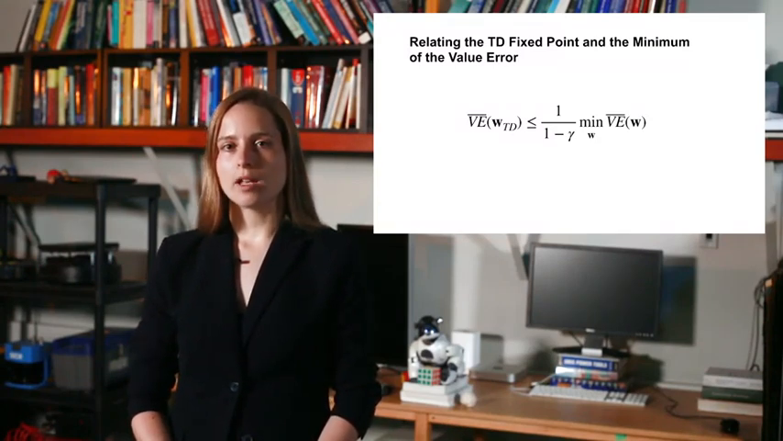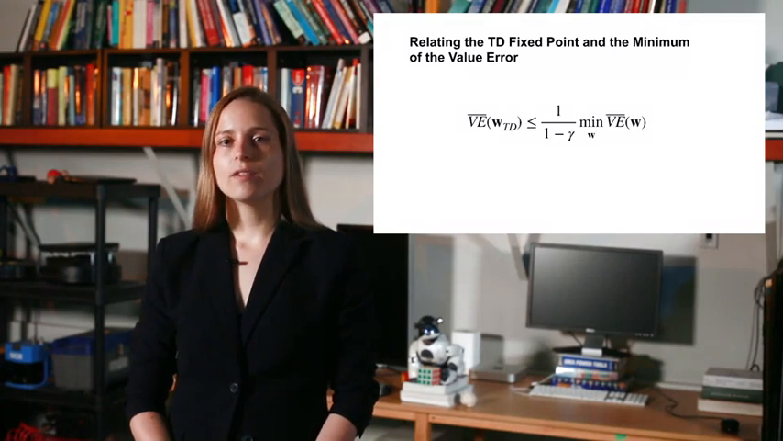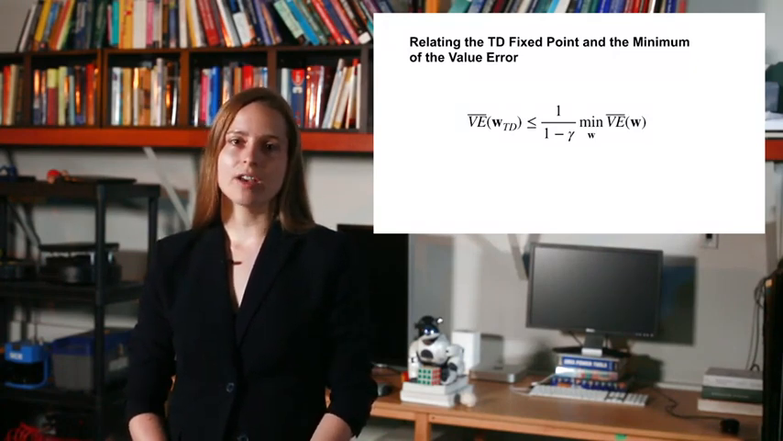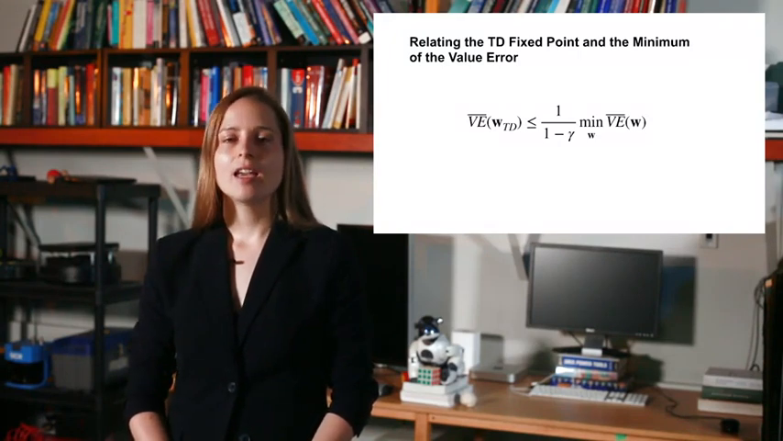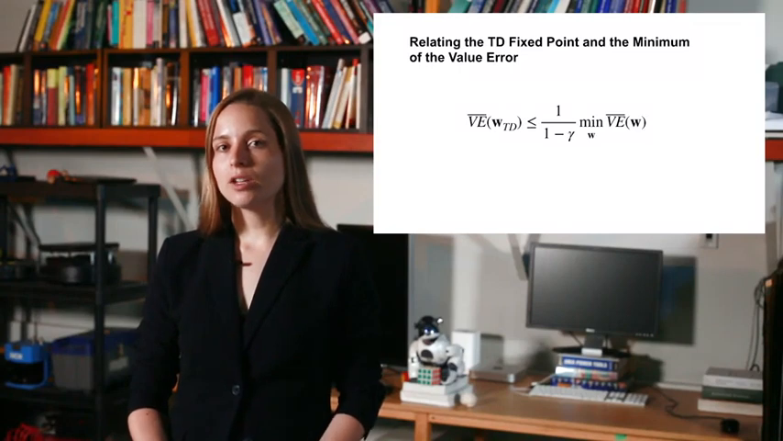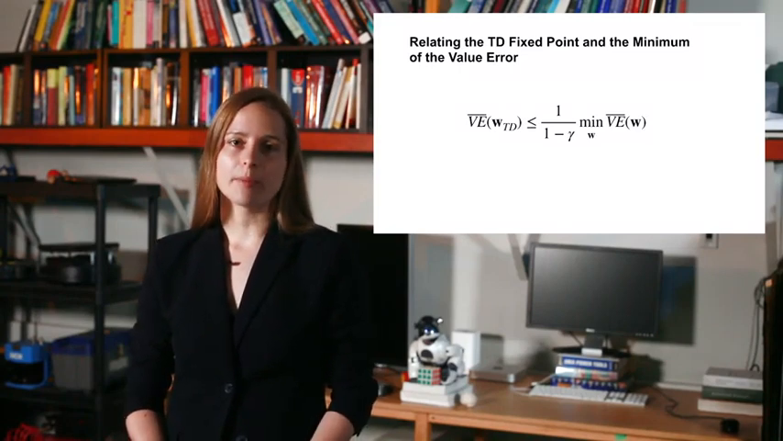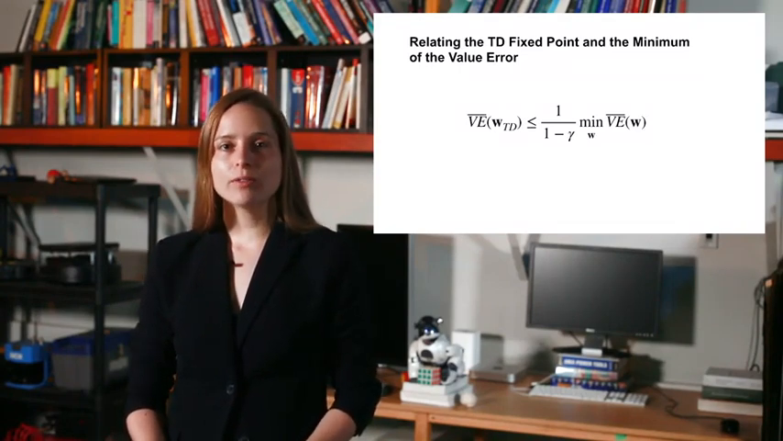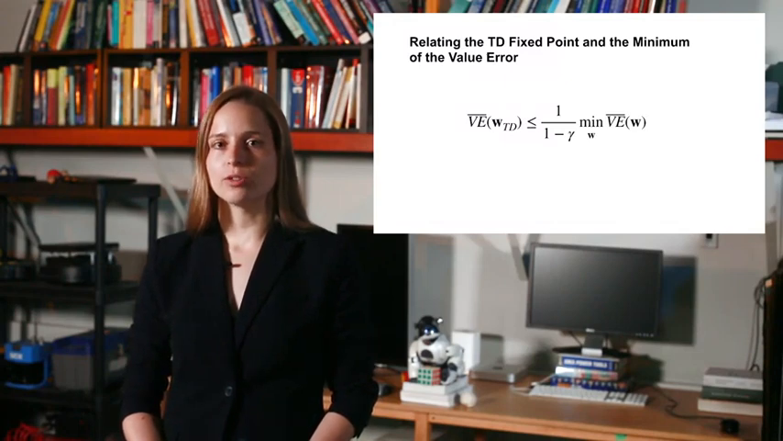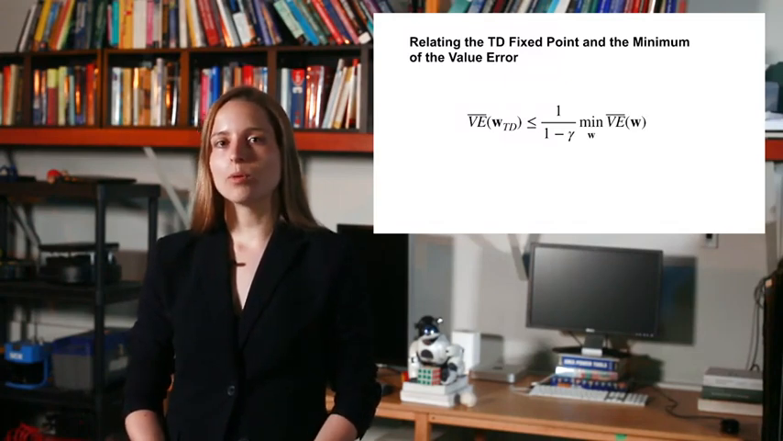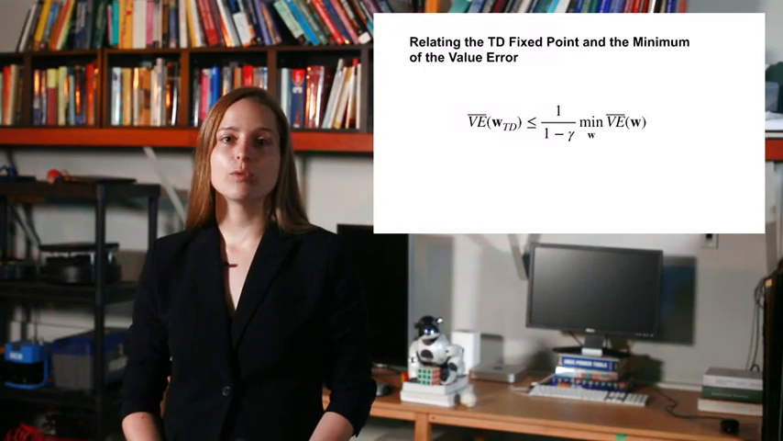This bound also depends on the quality of the features. If the features are limited, both the minimum mean squared value error and the value error at the TD fixed point may be large. If we can perfectly represent the value function, then regardless of gamma, the TD fixed point is equivalent to the minimum value error solution. This is because both the left and right-hand sides would be 0.